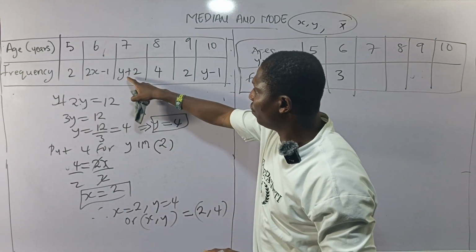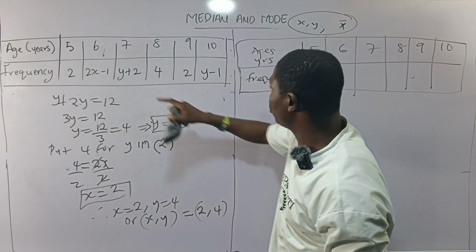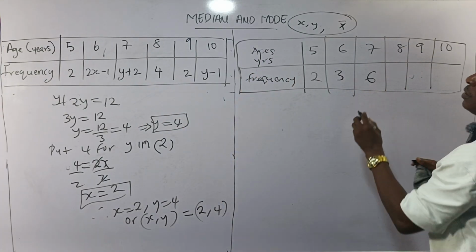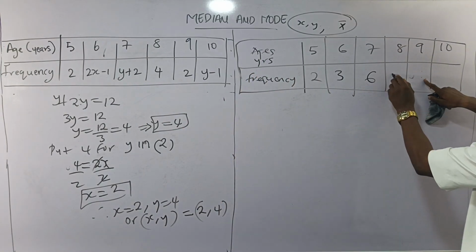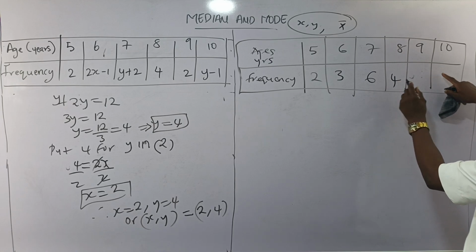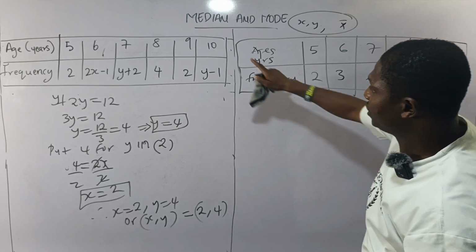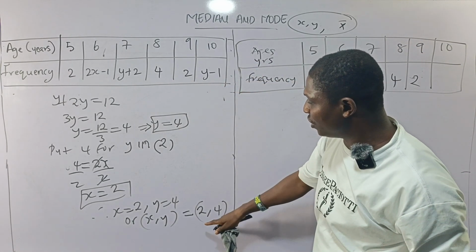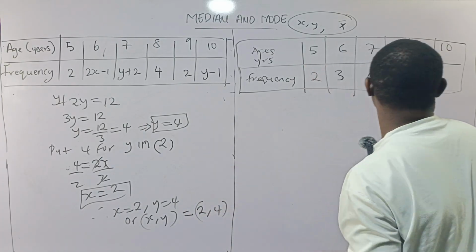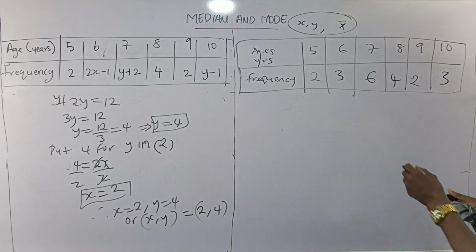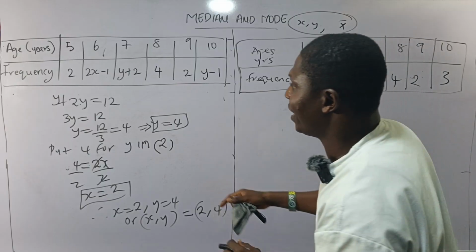Our age 7, y is what? Y is 4. 4 plus 2, 6. Our age 8 remains 4. Our age 9 remains 2. Our age 10 is y minus 1. Y is what? 4. 4 minus 1, 3. So we've gotten the true frequencies using the values of x and y gotten.